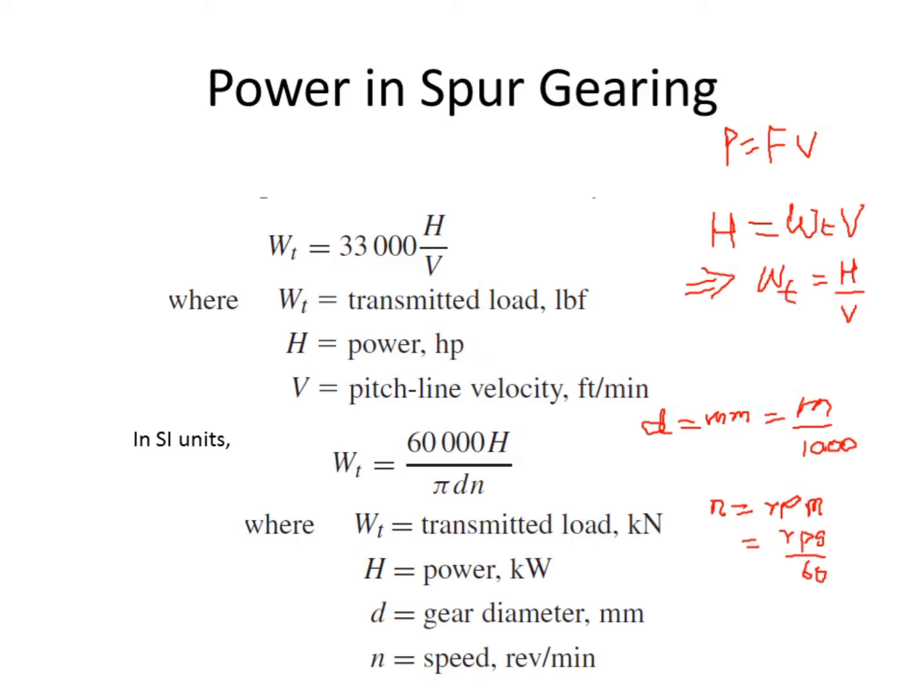Similarly, if power is given in kilowatts and velocity in feet per minute, then instead of kilo you would have to multiply by 1000, and instead of minute you would have to write 60 seconds. So we would get 60,000. Wt is equal to 60,000 H by V, and V is equal to pi d n. So Wt is equal to 60,000 H divided by pi d n.